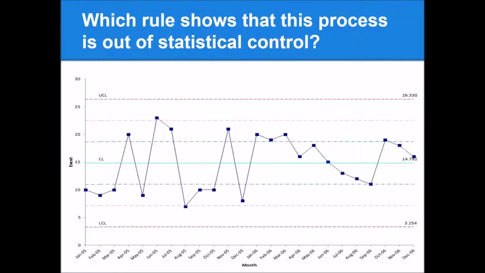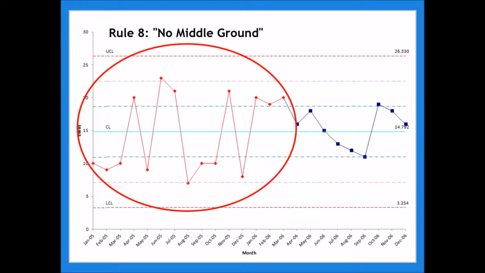Now take a minute to figure out which rule this dataset violates. If you want, you can pause the video until you've made your choice. This violates rule number 8, no middle ground, where 8 or more points consecutively do not fall within one standard deviation of the mean. Again, unlikely to occur just by chance alone.